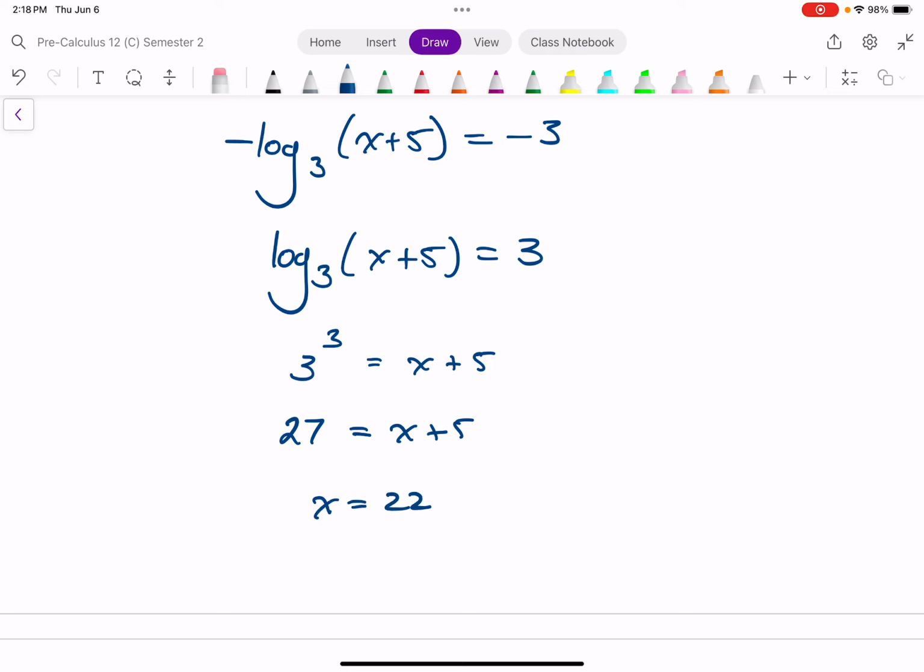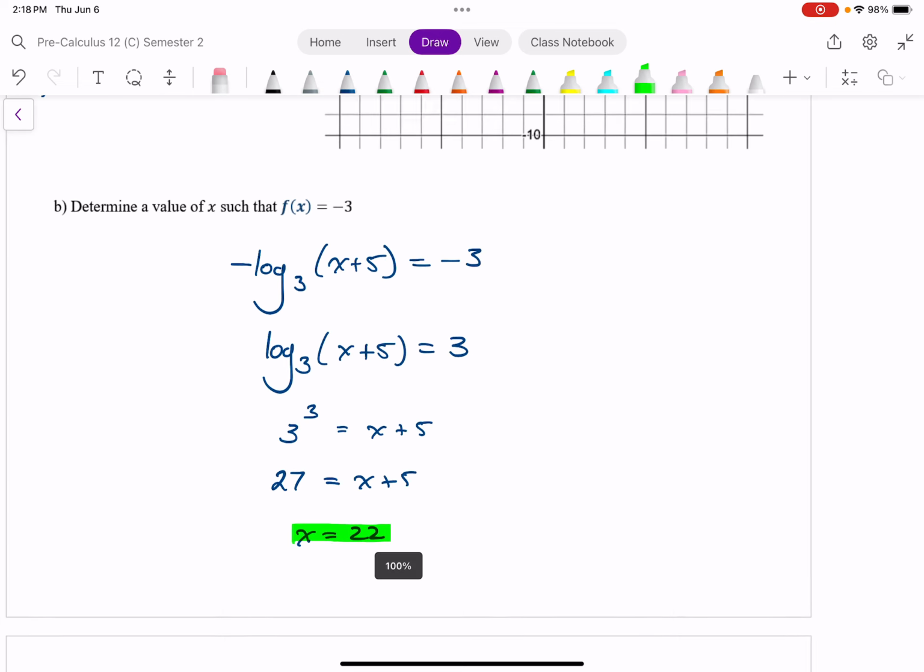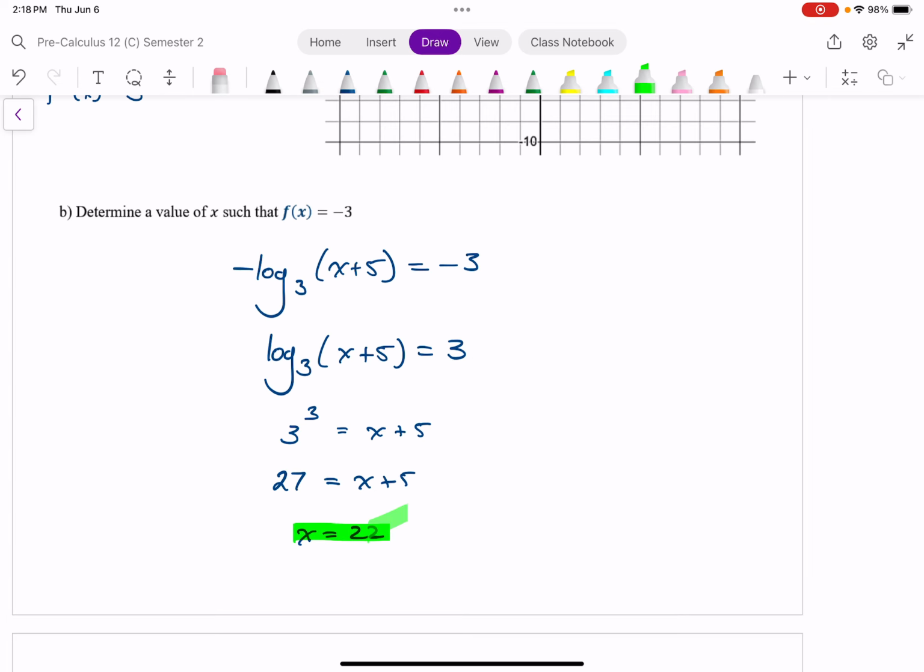And before I feel too confident, let's always make sure we just check. I just got to go back to my original equation and make sure that when I put a 22 in there, I don't have a negative in my logarithm, which I clearly don't. I don't need to do more than that. I'm done.